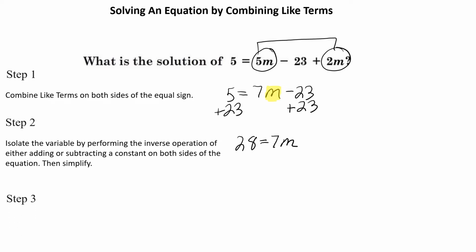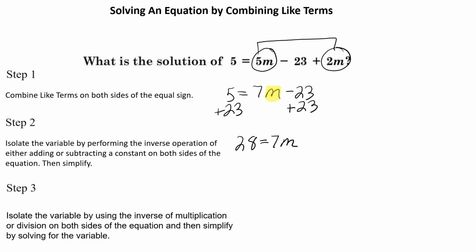All right. Now, step 3, this is the final step. Isolate the variable by the inverse of multiplication or division on both sides of the equation, and then we'll simplify. Since this is being multiplied, we're going to undo the multiplication by dividing both by 7. This will give us 4 equals m. And we're done.